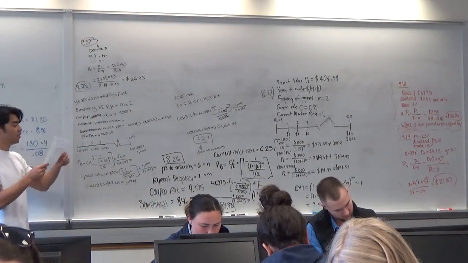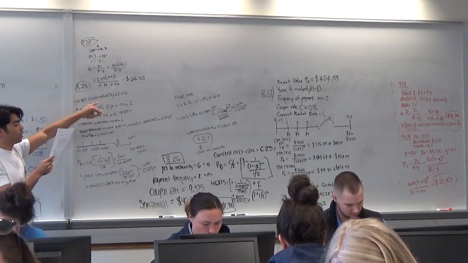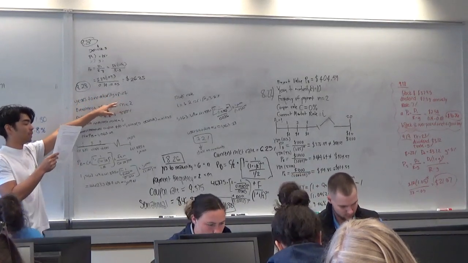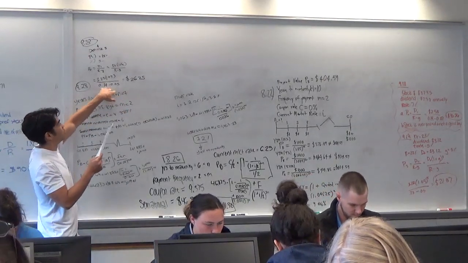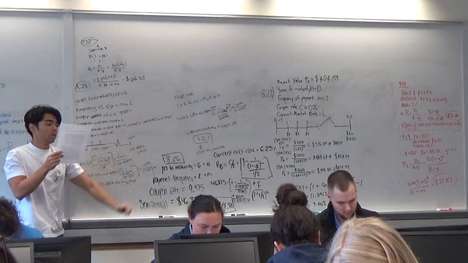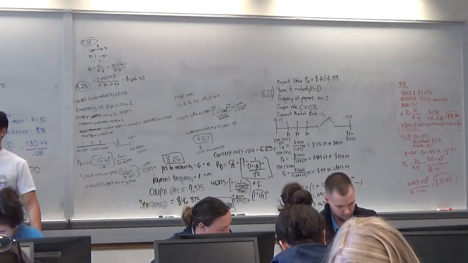So recently paid dividend is 2.25. Required rate of return is 14%. Growth rate is 5%. So once you put it all in the equation, you'll get $26.25, which means that the stock was underpriced and it's a good buy.